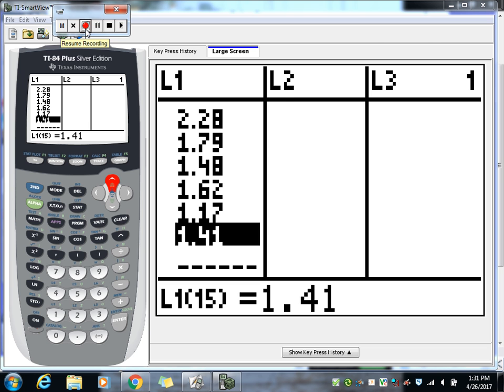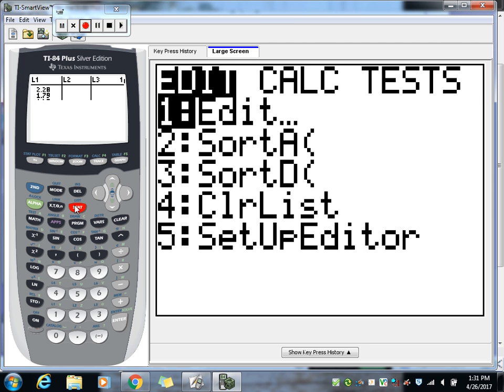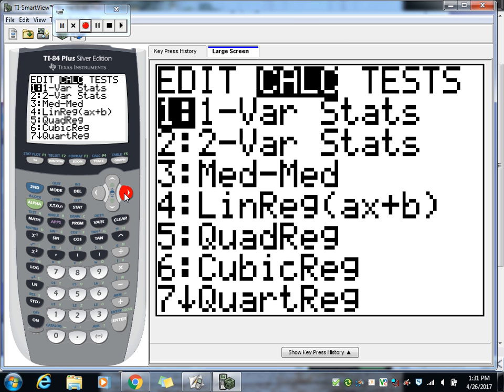So now, once we have all our numbers in our list, in order to go and figure out your mean and your median and all that stuff, we're going to push the stat button again. We're going to go over to calc, because that stands for calculate. We want to calculate some numbers. And then since you only typed in one list, you want this first one, the one variable stats.